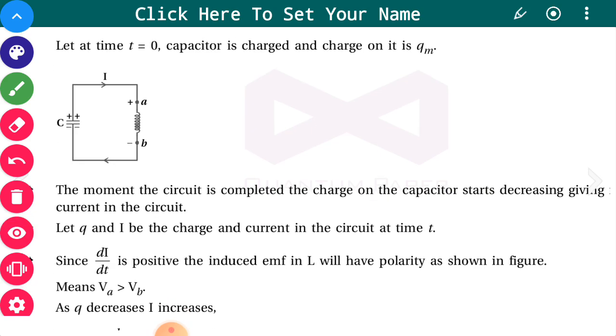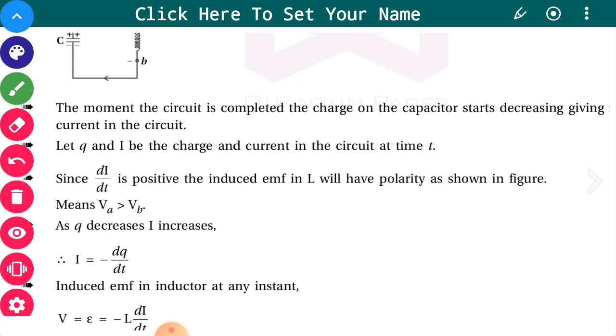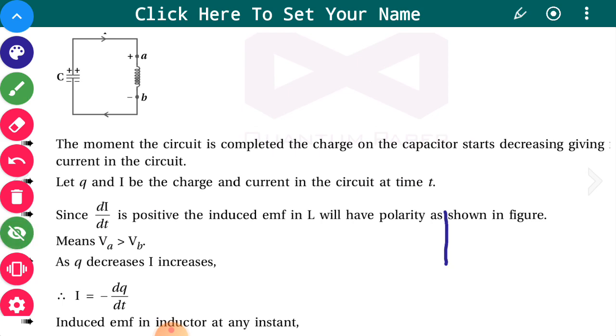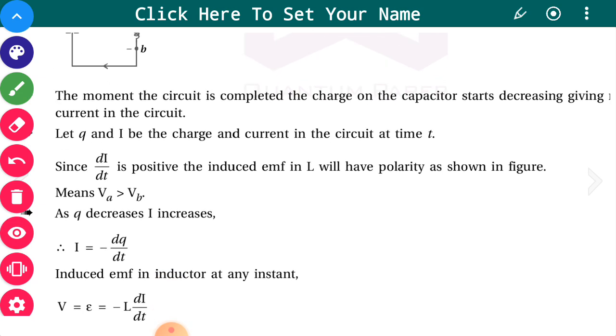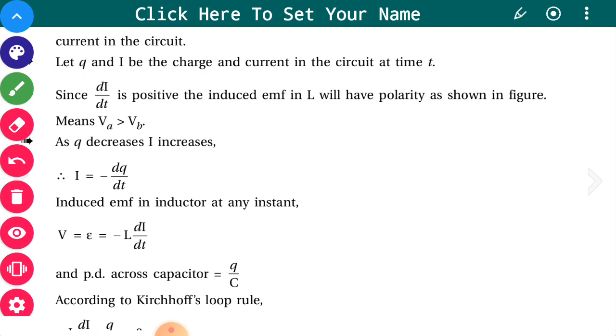Now here VA is more than VB, which means current enters the loop from A, which becomes positive, and this becomes negative. Now see, try to understand, q is decreasing in the capacitor. As q decreases, I increases. Therefore, both are opposite of each other, or we can say the rate of decrease in the charge is taken negative, and I is equal to minus dq by dt is written.